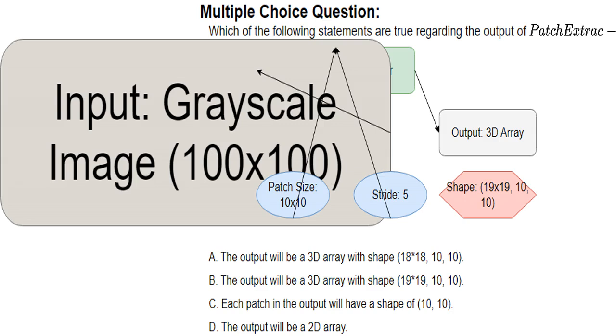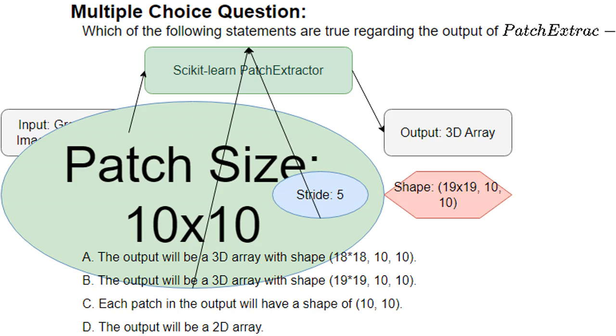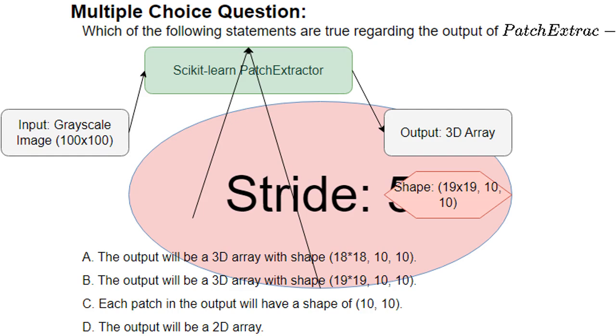I'm starting with a grayscale image, meaning it only has shades of gray, no colors. That's 100 pixels wide and 100 pixels tall. I want to extract square patches that are 10 pixels by 10 pixels. The stride tells me how many pixels to skip between each patch. A stride of 5 means I move 5 pixels to the right and 5 pixels down before taking the next snapshot. It's like taking steps of 5.